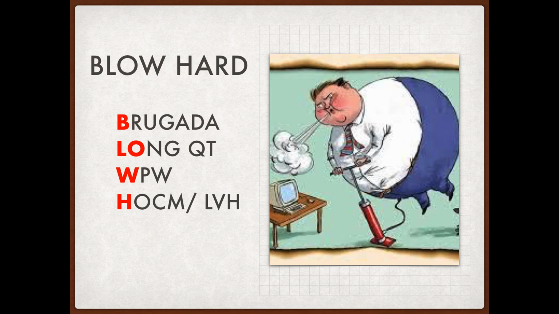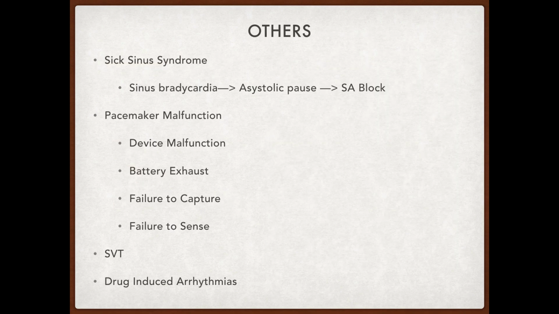So basically for syncope, this is kind of the mnemonic. You want to look for Brugada, long QT, WPW, HOCM. There are other things that cause syncope, but I didn't have time for them. If you have pacer malfunction, you want to call cardiology and get your pacer interrogated. SVTs, drug-induced arrhythmias, yada yada. But those were basically the main syncope EKGs that I thought everyone should kind of know.